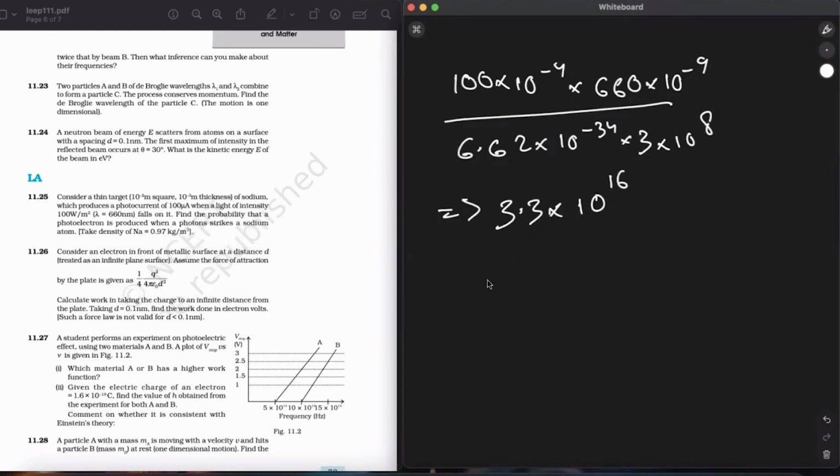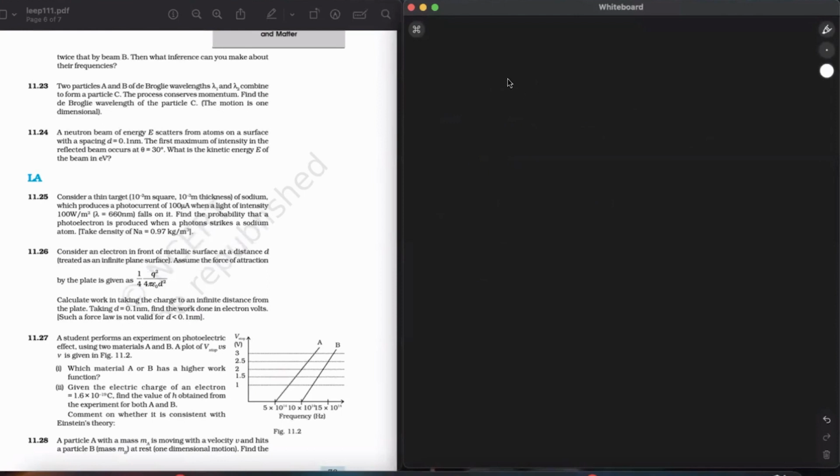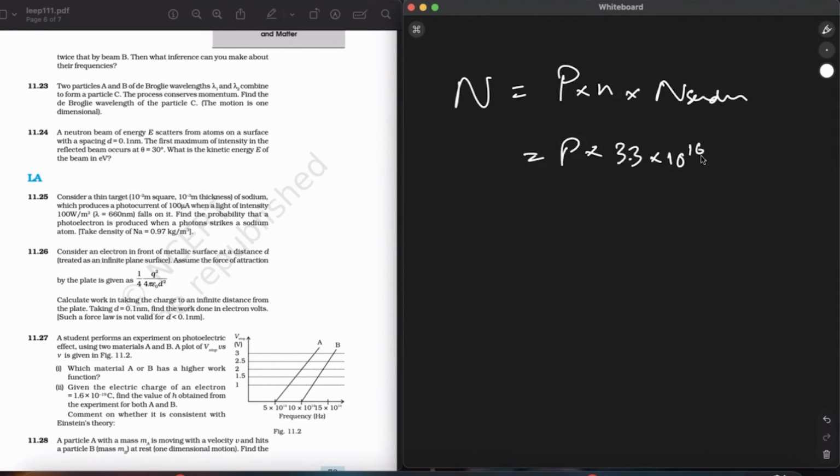So let me give the probability of emission per atom per photon. Okay, so I'll say the probability is P for the emission of electrons. Now I can write the number of electrons n as P times n into n of sodium. So P times 3.3 into 10 to the power of 16, into 2.53 into 10 to the power of 18.